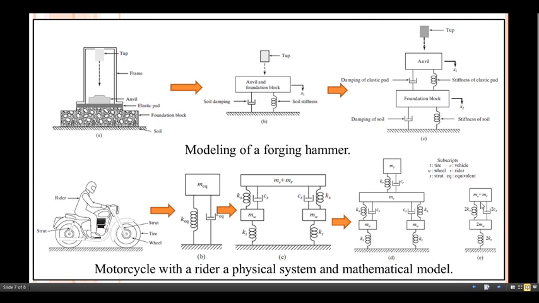The mass of the vehicle and the mass of the rider are considered combined, which is why a single mass is shown here; these two masses are added. This is the next stage, where we get the redefined or final mathematical model of the motorcycle.